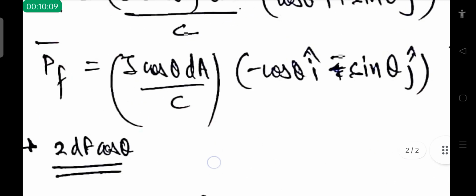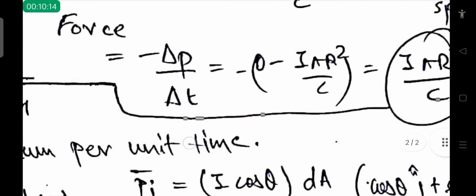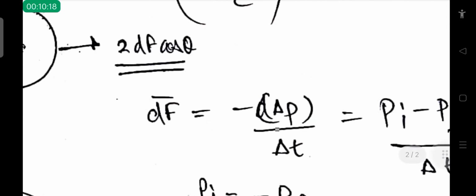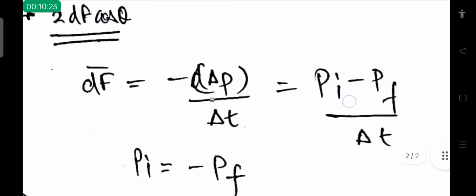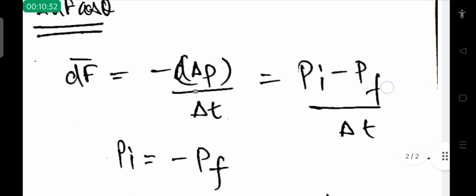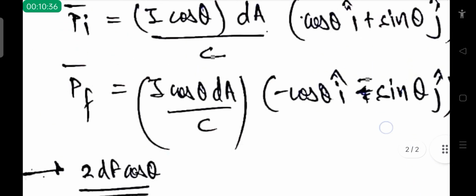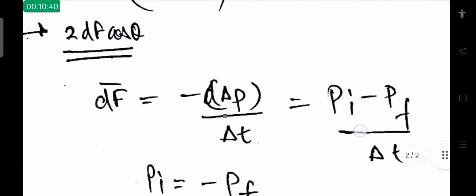We can write dF similarly to what we wrote here, as minus delta p by delta t, but here we write the force dF because we are considering the force on a dA part and we have not yet integrated. So it is minus delta p by delta t, which is pi minus pf upon delta t. Here I will take delta t to be 1 second, or you can say that this is a momentum per unit time, so delta t would automatically become 1 second.